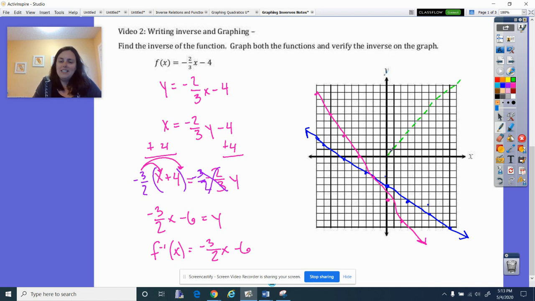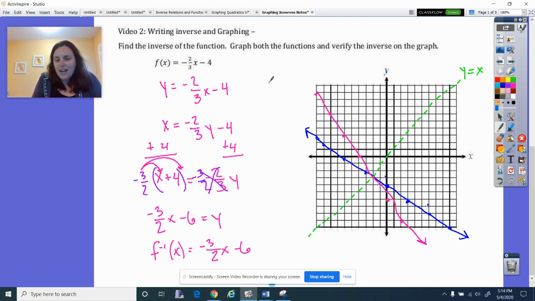And now I want to draw in my y equals x line because I need to verify that if I fold over this line, my graphs are a reflection of each other. They are mirror images. So how can I do this? My graphs are kind of ugly looking, but what I'm going to do is pick some points on both lines. So let's start with my y-intercept.